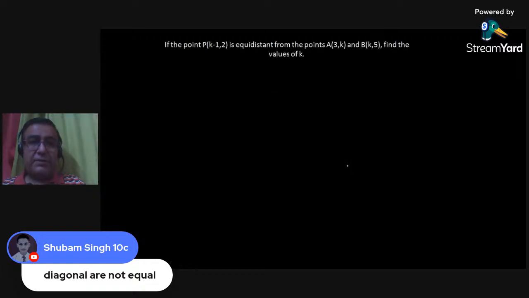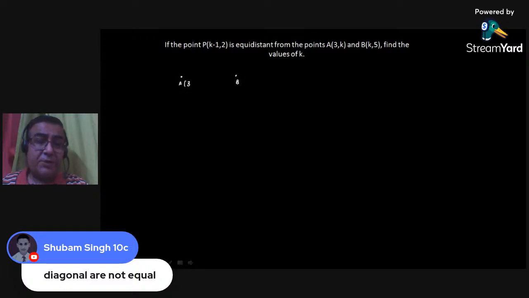So let's go. This is the first question: if the point P, which has the coordinates k minus 1 comma 2, is equidistant from the point A, which has the coordinates 3 comma k, and from the point B, which has the coordinates k comma 5, you have to find the values of k. So basically what the question is saying is that we have got 2 points here, A and B.